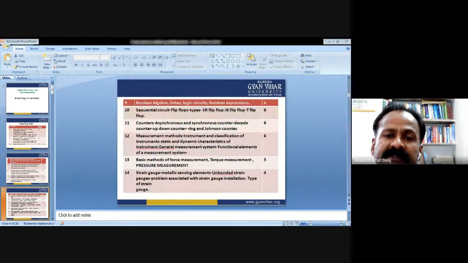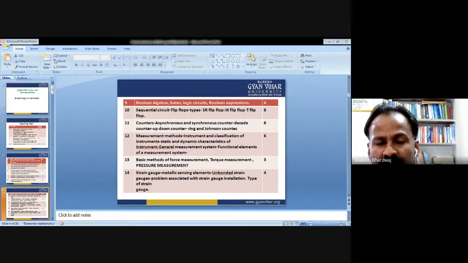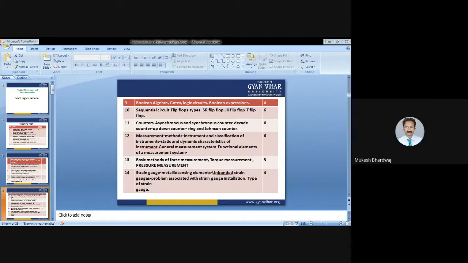The ninth topic is Boolean algebra, gates, logic circuits, Boolean expression. Boolean algebra is basically related to digital electronics, because for understanding the op-amp you must have a knowledge of digital electronics and what the gates are. The gate logic circuits are produced through the gates. We can form various combinations through the gates and get the output.